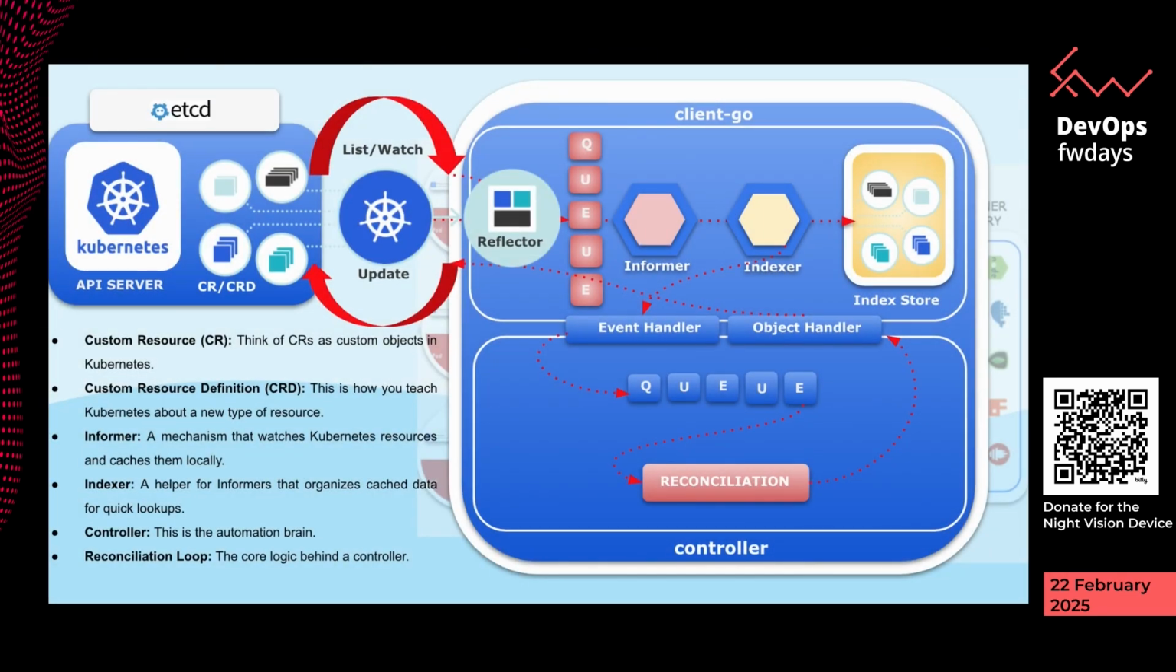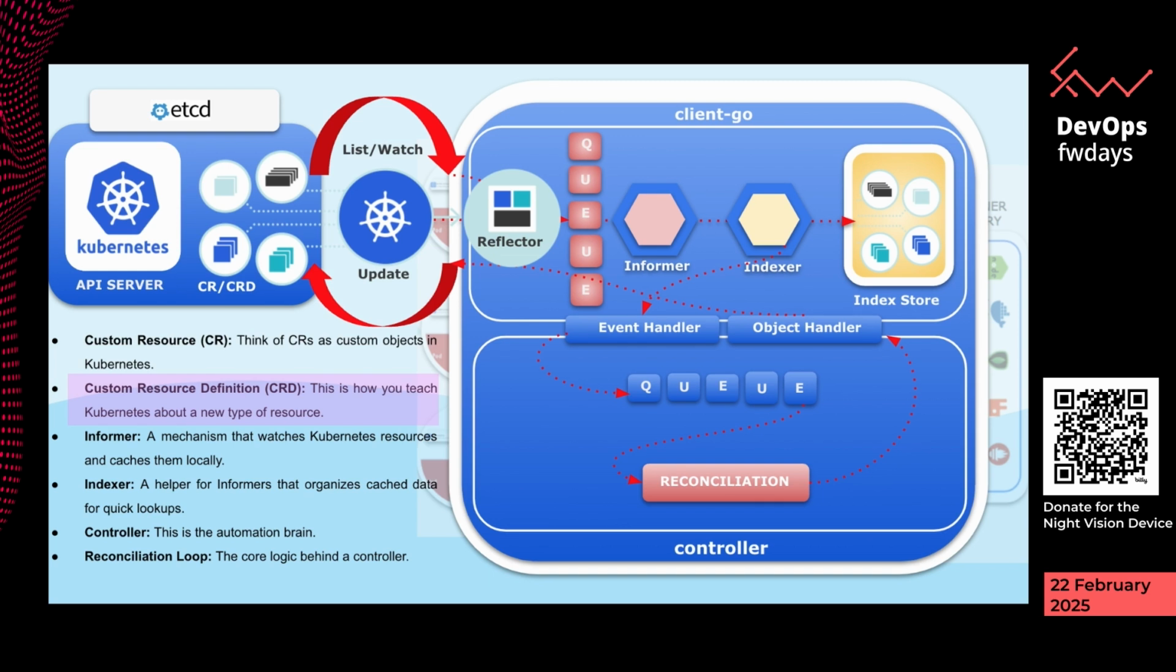Let's start with the big picture. When we define a custom resource, CR, in Kubernetes, we are essentially creating a new object that Kubernetes doesn't natively understand. To make Kubernetes aware of this, we use a custom resource definition, CRD.